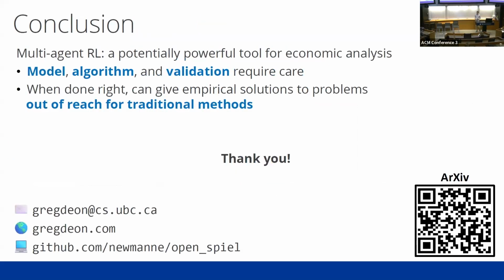So let me close just by saying, I hope I've shown you that I think multi-agent reinforcement learning is potentially a very powerful tool for economic analysis, especially for auctions. While it takes some care to use it well, it's no silver bullet. It really can complement the existing methods that we have and can tackle problems that are at a scale that traditional methods just can't handle.